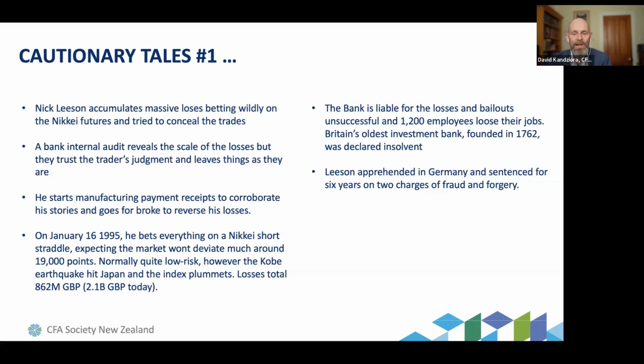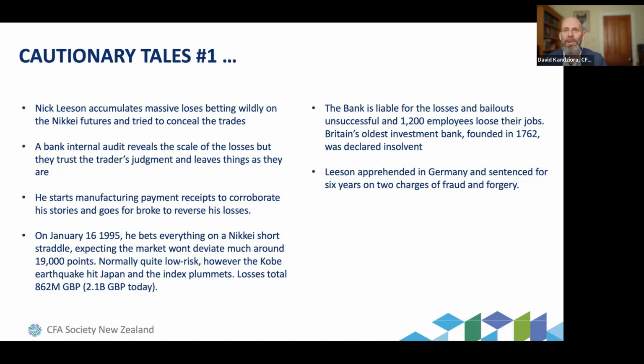For those of you who like the details, he actually had a short straddle sitting on the Nikkei. Basically you only make money on that one if there's not much market movement. It's a low vol strategy, where nothing's going to happen. It's sort of an insurance policy. So normally that's quite a low risk trade and you would collect a very small premium. But unfortunately, overnight, you had the Kobe earthquake and that broke the index, and any options on that index just went bananas. So that wasn't so great, and the bank became liable for the losses and bailouts.